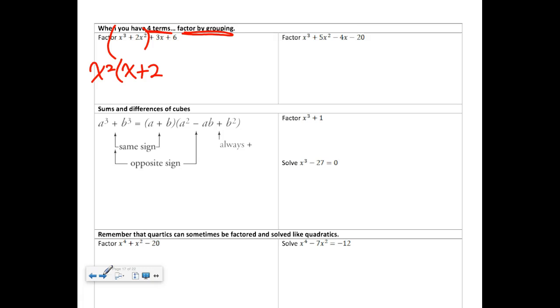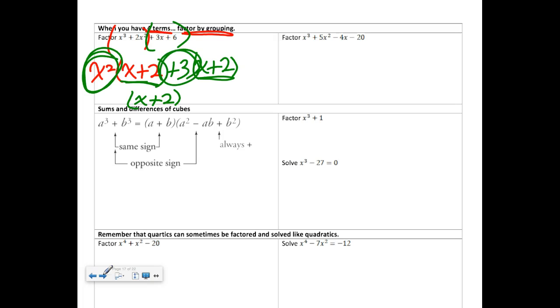In my second grouping, what can we take out? A plus 3. Oops. A plus 3. And again, we're going to be left with x plus 2. If you were left with something else, you've done something wrong. And reminder, when we factor by grouping, these are the same. So that represents my first one, or our first factor. And our leftover junk forms our second factor. Do we remember this? Okay.